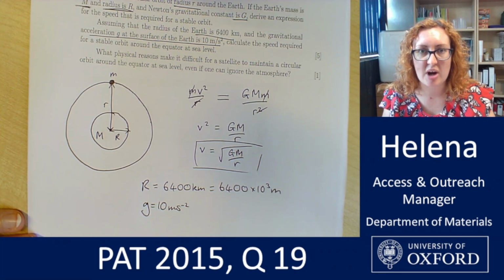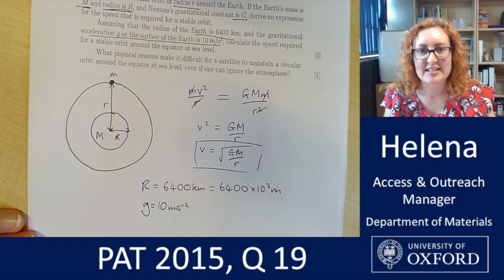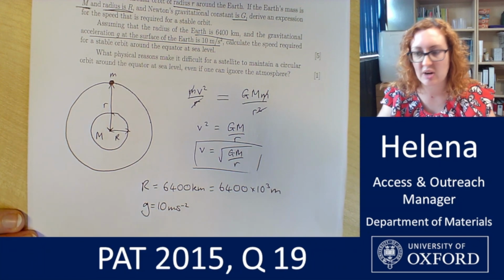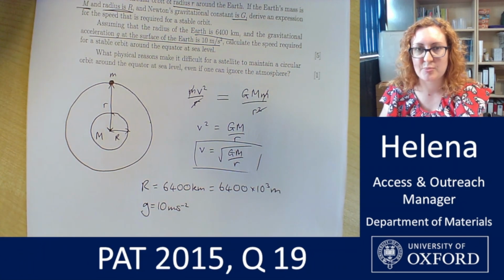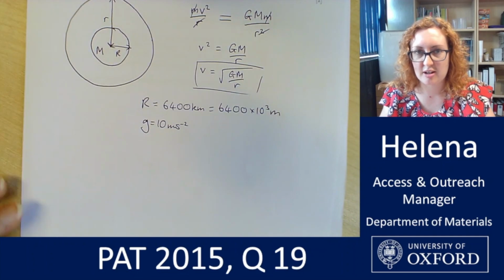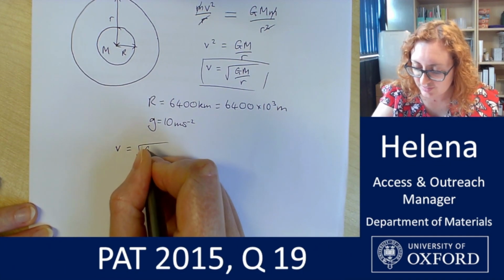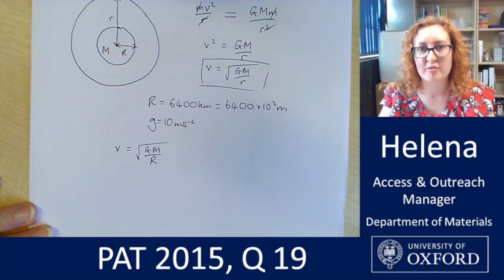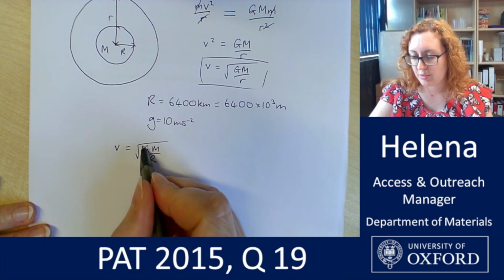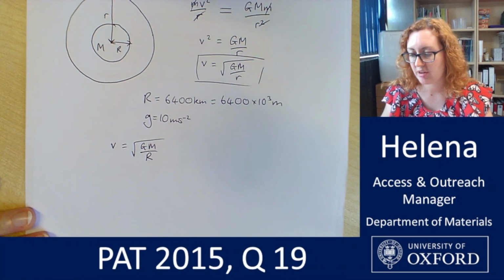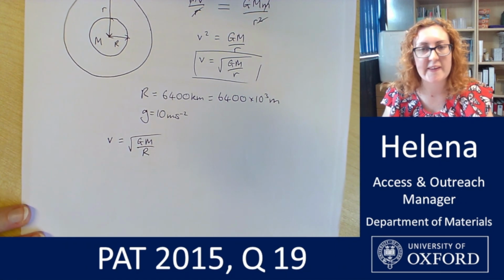Calculate the speed required for a stable orbit around the equator at sea level. In this case, the radius of the orbit would be the radius of the Earth. So our lowercase r in this expression is going to be big R, which is the radius of the Earth. So in this case, our v is the square root of GM over big R. Now, we're not told what G and M are, but we can figure out a way to equate that to something that we do know.